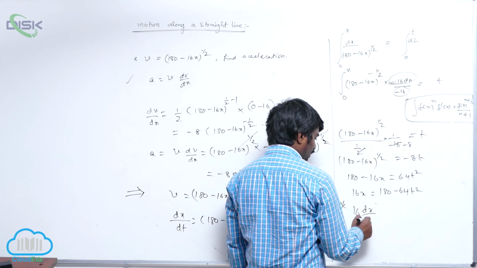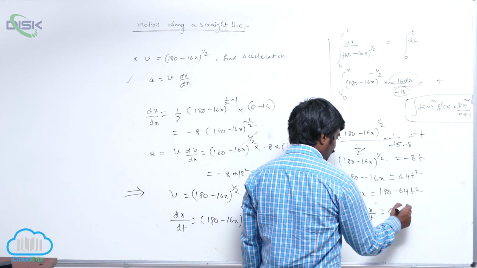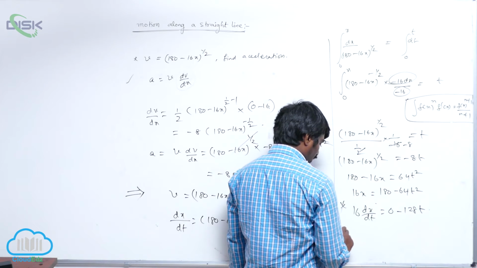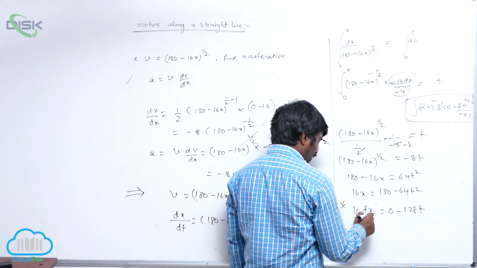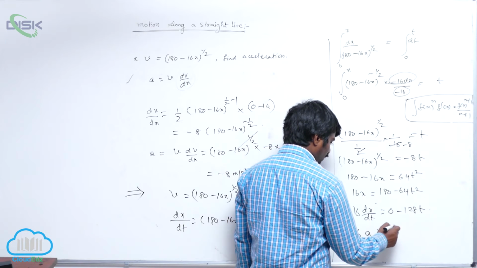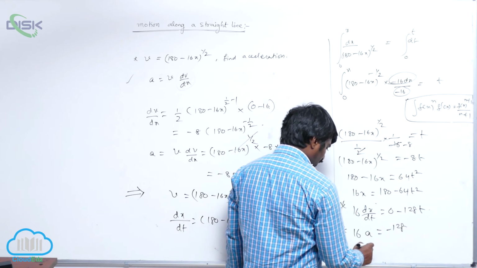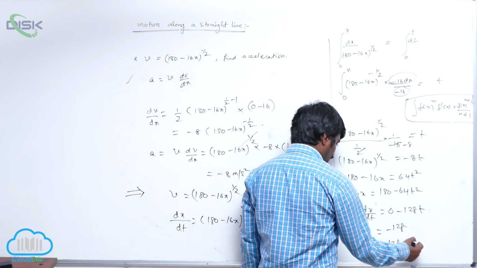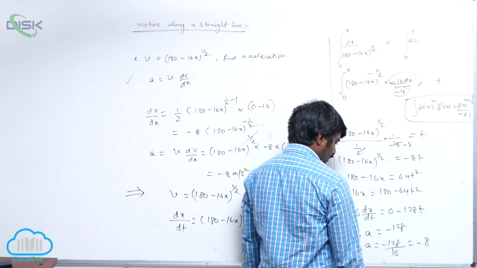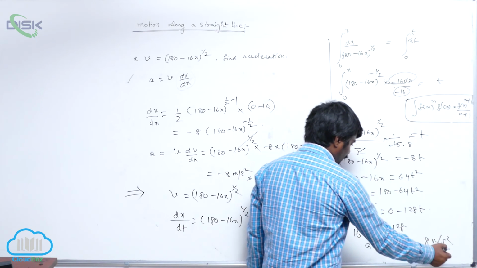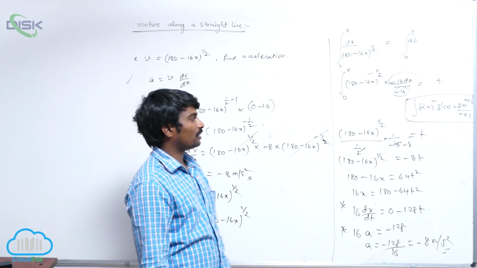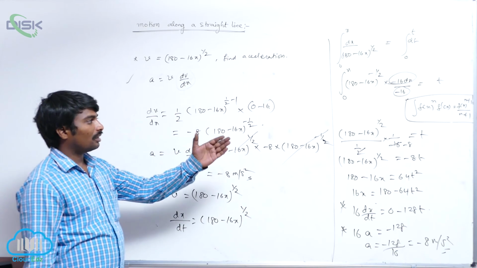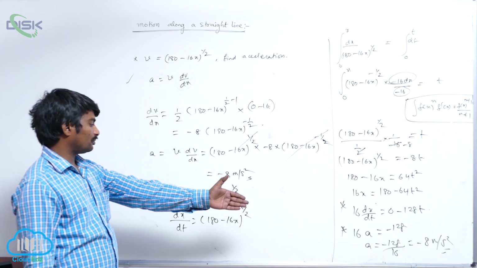Now you differentiate, dx by dt is equal to 0 minus 128t, and again you double differentiate it, d square x by dt square, that is acceleration, is equal to minus 128. So a is equal to what you write? Minus 128 by 16. So that is equal to minus 8 meter per second square. This is one more method of solving this problem. Of course it is lengthy, but still you have the chance to solve this problem by this method.